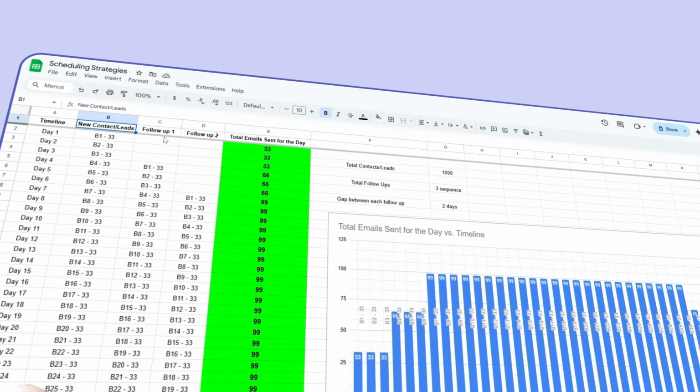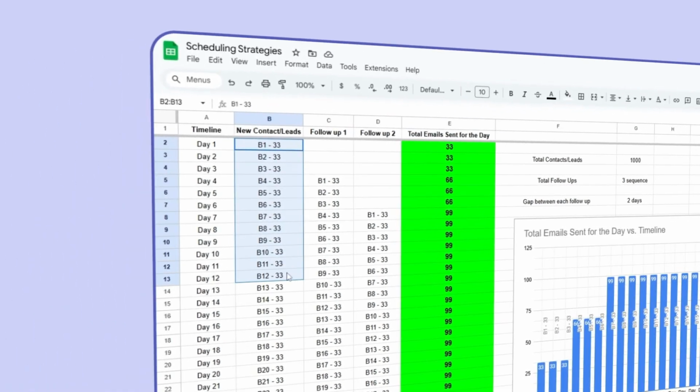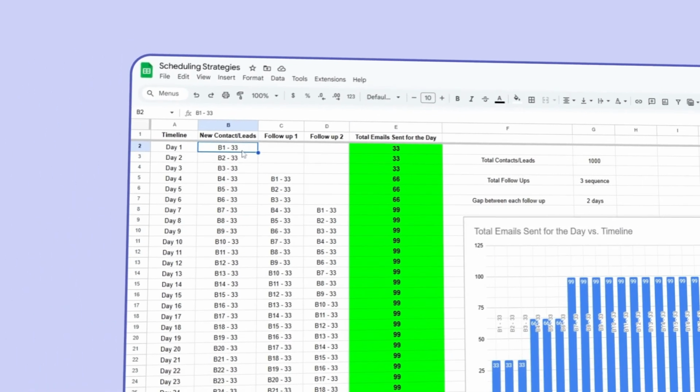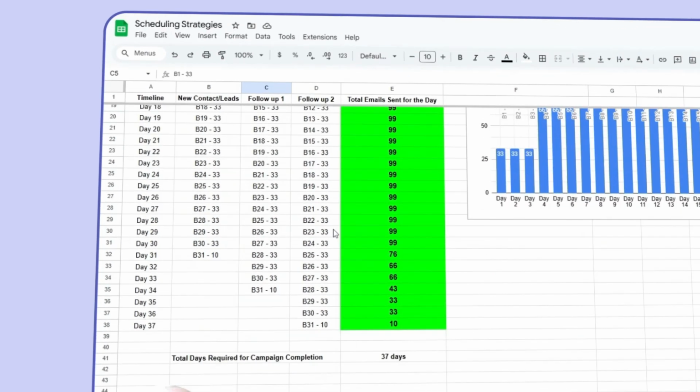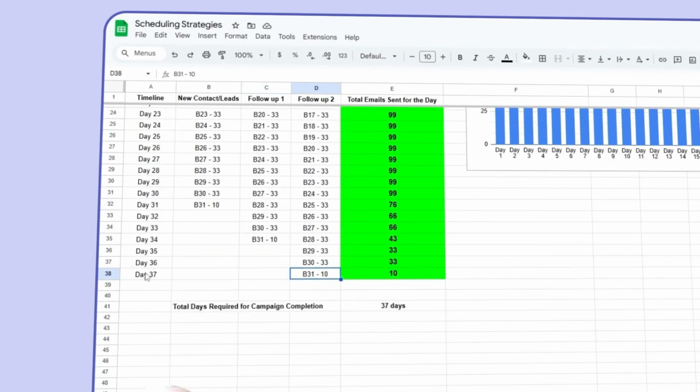Since a total of 3 emails are going to the user, we split the entire campaign into different batches and schedule them one after another. On day 1, only 33 new leads are contacted. Day 2, another 33. Day 3, another 33. And then on day 4, you're sending 33 emails to new leads and the follow-up to the first batch, which is supposed to be sent after 2 days. Performing the same activity again until the entire list is exhausted, it takes around 37 days to complete this campaign.